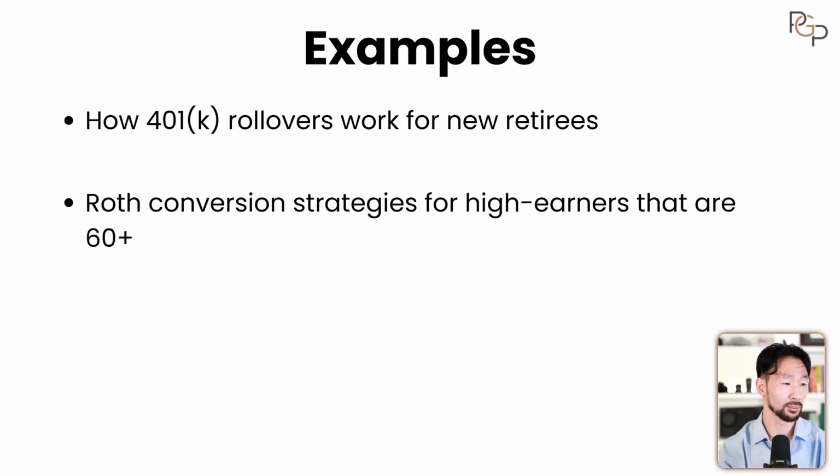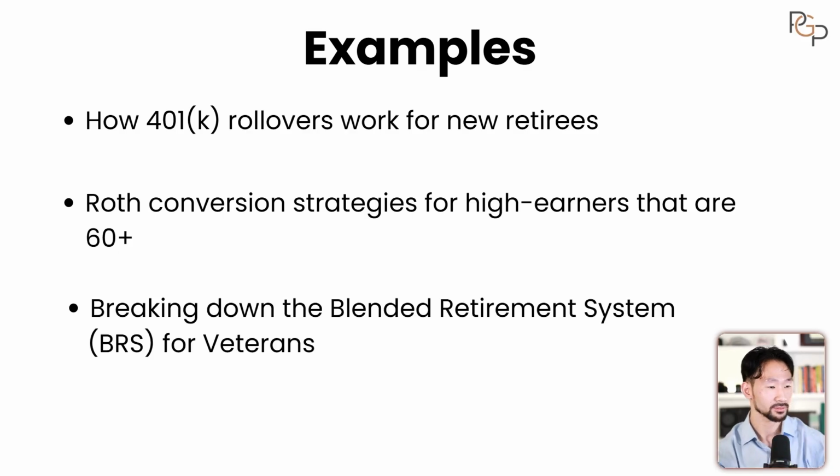A second example here is Roth conversion strategies for high earners that are 60 plus. Now, what you'll notice is each of these topics, you're starting to qualify your audience with the title, with the topic. The first one was for new retirees. The second one is for high earners that are 60 plus. And so your audience will filter themselves out based on if they fit or if they don't fit.